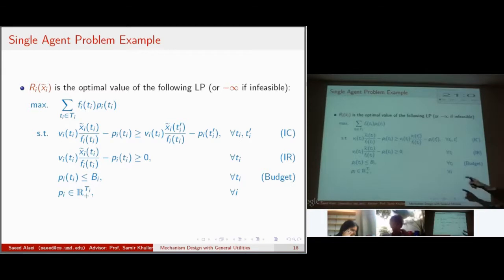Oh, this one should be t_i prime. Yeah, you're right. Sorry. Because this is your allocation subject to reporting t_i prime, so that should be prime. Okay, so the single agent problem is considerably smaller, because its size is proportional to the type space of the single agent.